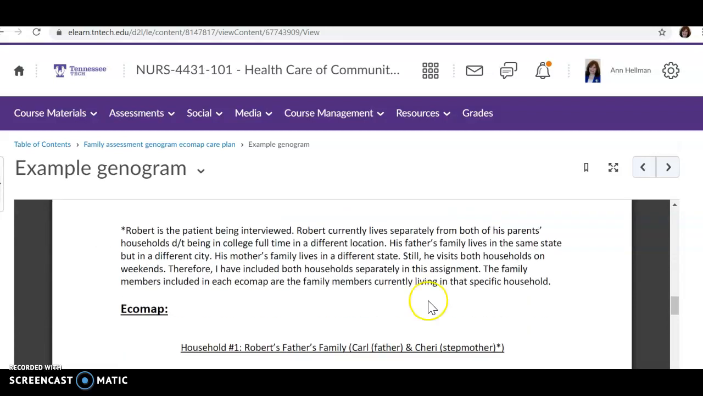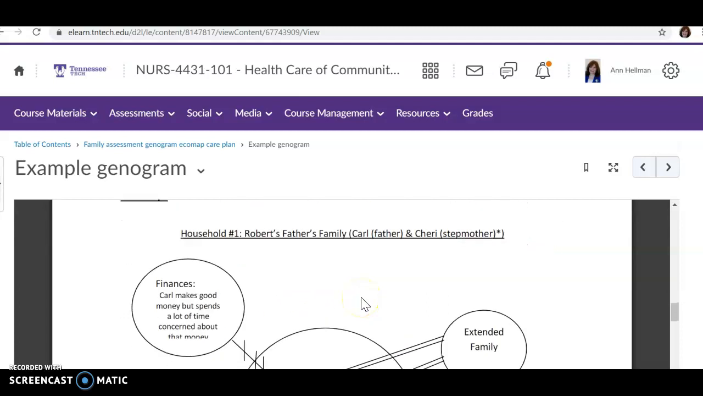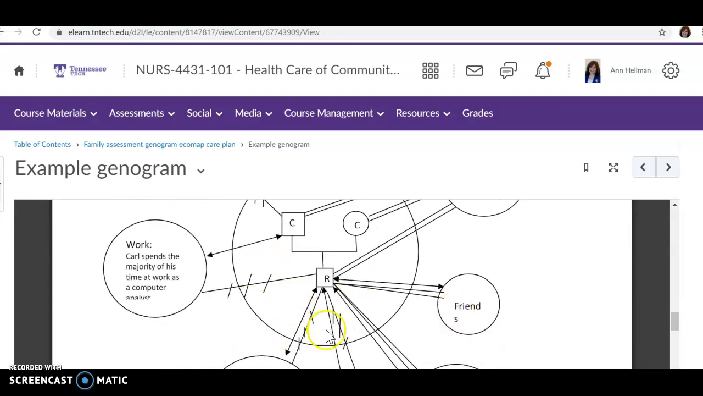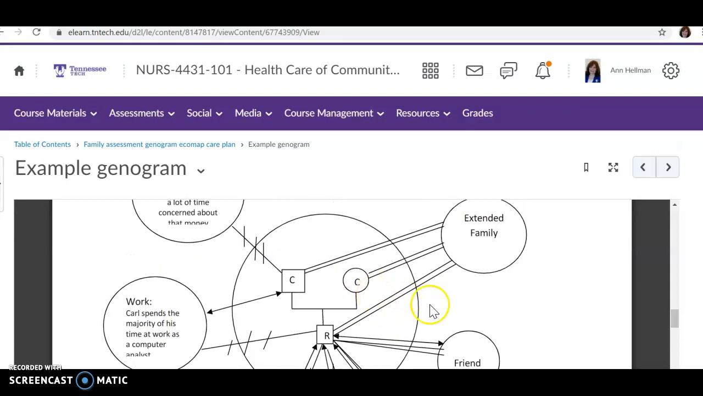Here is the ecomap, and again, think about relationships, think about sources of coping, think about sources of stress, because in your mind, you are the nurse, you are working with this individual, this patient, to help them cope with their life issues, be it illness, mental health issues, whatever. So, ideally, and she did hers a little bit off, but this is Robert, this is R. And normally Robert would be by himself in a circle, but she included his parents because they were such strong influences for Robert and had so much impact on his life.